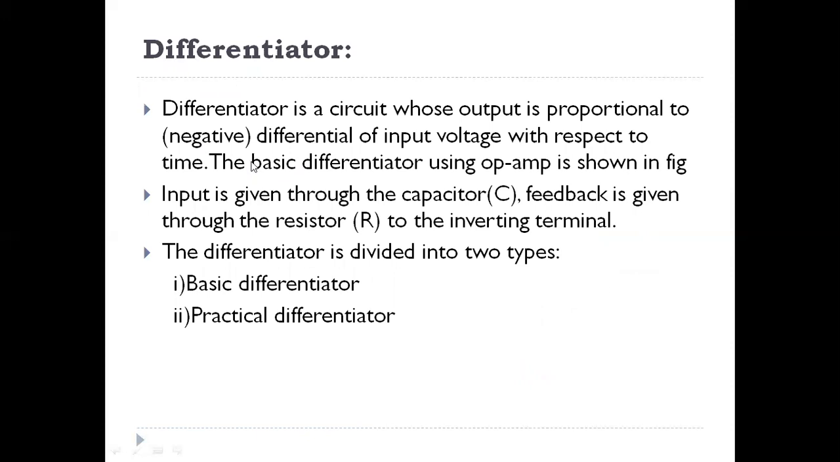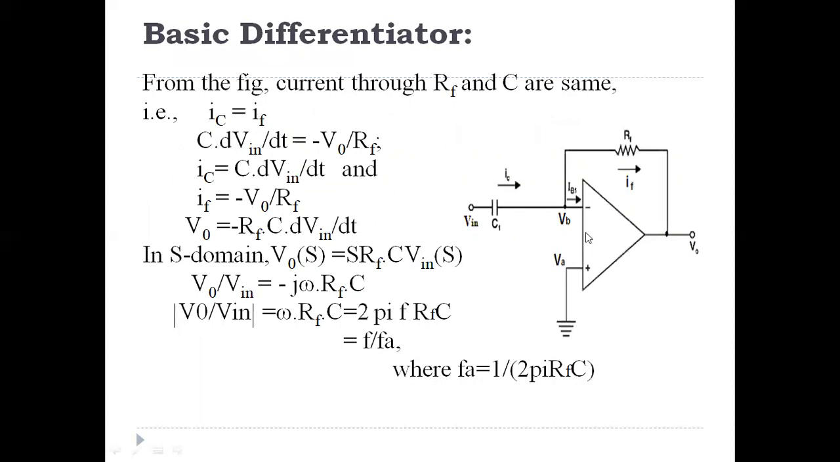Next one is differentiator. What is meant by differentiator? This is the circuit whose output is proportional to the differential of input voltage with respect to time. That means it performs a differentiation operation. In this case also we are using a capacitor and a resistor, with the capacitor at the input terminal and the resistor in the feedback path. Basically we have two types of differentiators, basic differentiator and practical differentiator. First one is the basic differentiator.